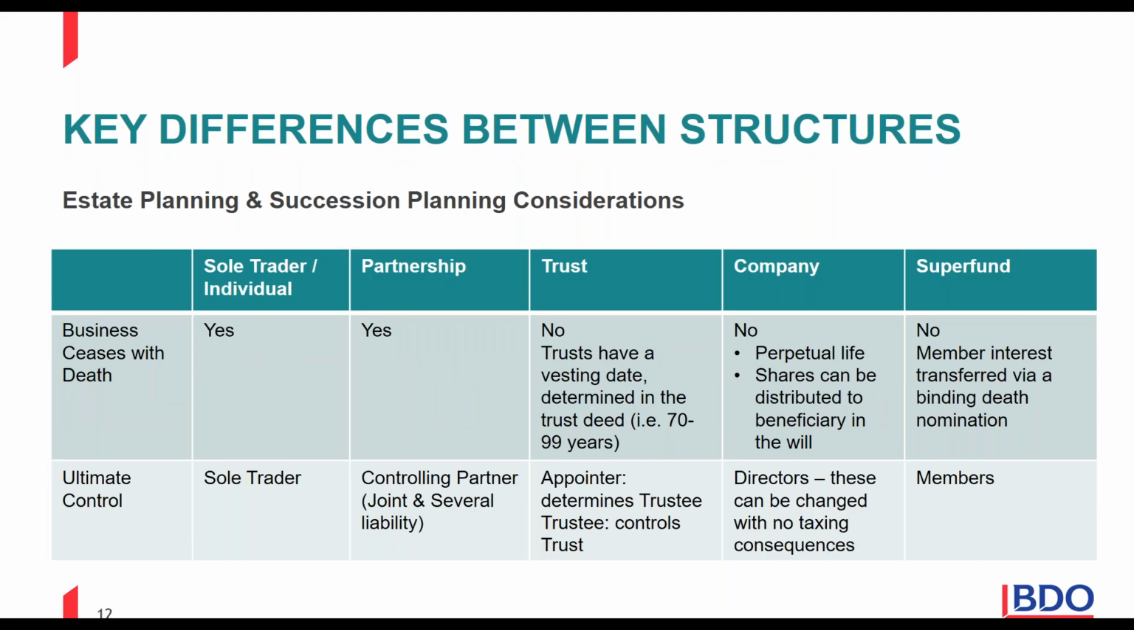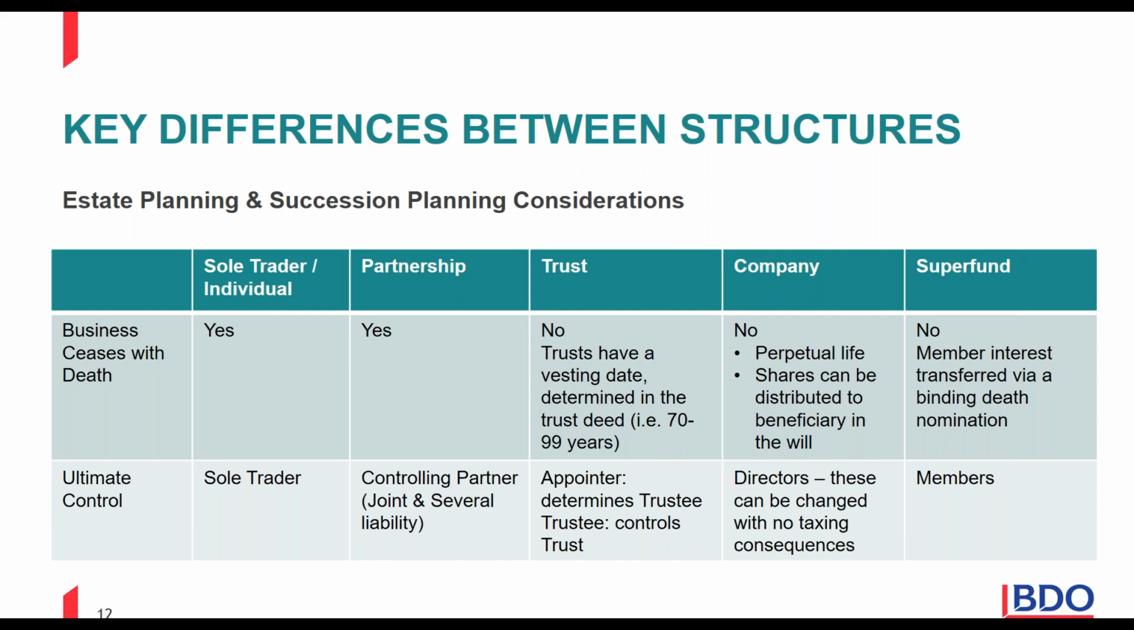Also in relation to the exit strategy, this falls into estate planning and succession planning considerations. It's good to note from this slide that within different entity structures, there are triggers that occur if the business ceases with the death of the key controlling party. You can see that sole trader and partnership, yes; the trust and company, no; and the super fund, depending on who the members are. So they're good to keep in mind from a succession planning point of view.